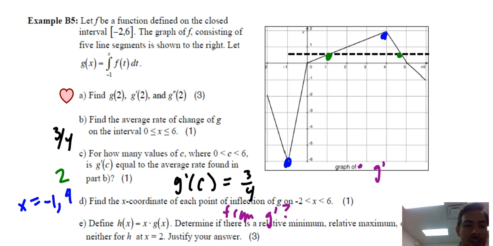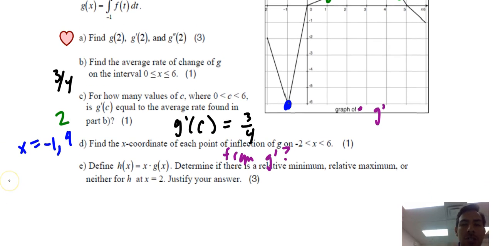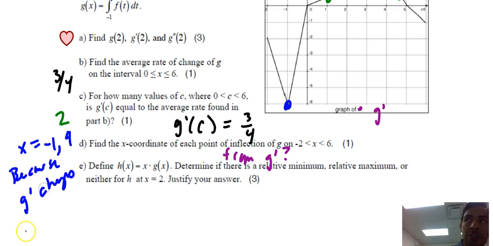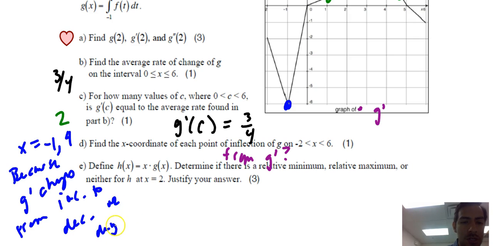It doesn't ask us to justify, but you probably should anyway, just so you're in the habit of defending your reasoning and being concise. The reasoning is because G prime changes from increasing to decreasing or decreasing to increasing. I'm using abbreviations here; you would write out the entire phrasing on the test. Because G prime changes from increasing to decreasing or decreasing to increasing at those points.